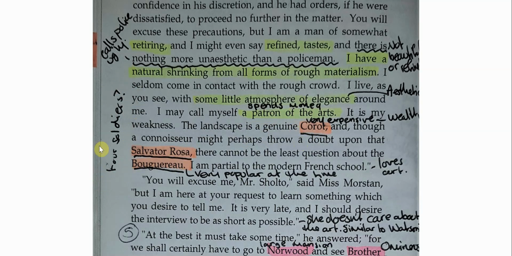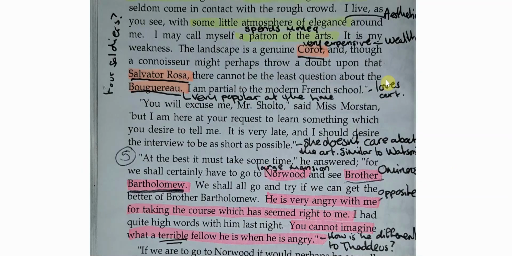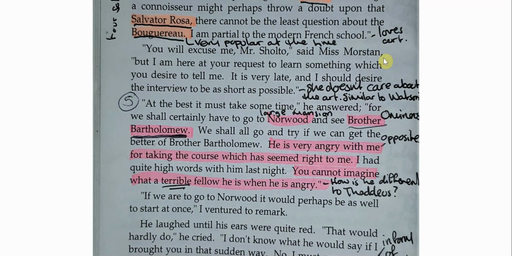If you want, have a look at some Salvator Rosa paintings and try and find that 4 soldiers painting, because that could relate to The Sign of the Four. And finally, Bouguereau, who was a very popular painter at that time. But all of this combined just shows that Thaddeus Sholto is a lover of the arts. Now here, Mary Morstan does not care about the arts. She's not here to talk about art or aesthetics or any of that kind of stuff. She's there to find out things about her father.